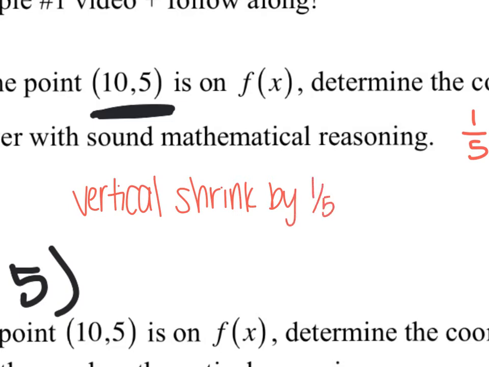So that's us explaining in words, and then just to justify what we were doing, I'm going to say y times 1/5. Just to explain, how did I get from (10, 5)? 10's going to stay the same because it's an x value and I'm only changing the y. And then 5 times 1/5 is 1.